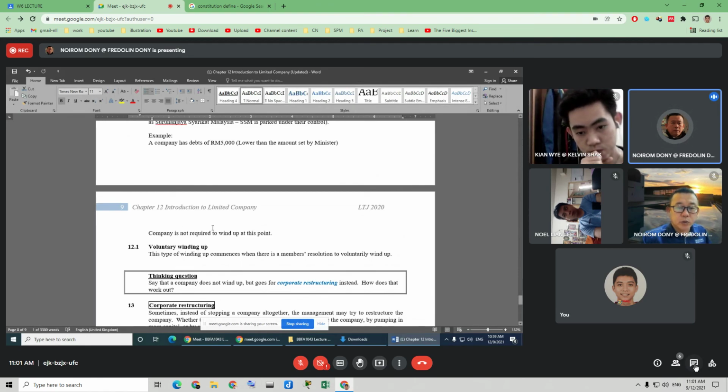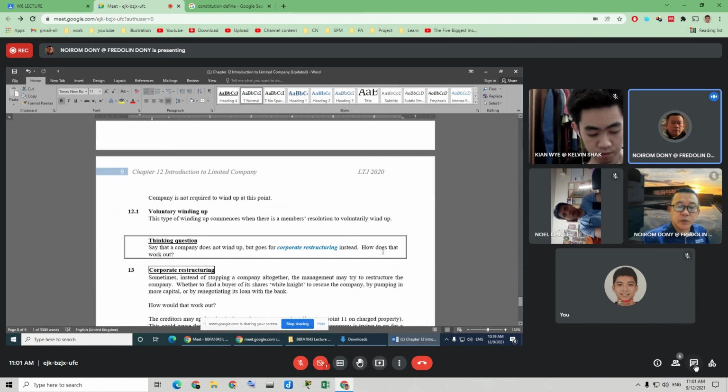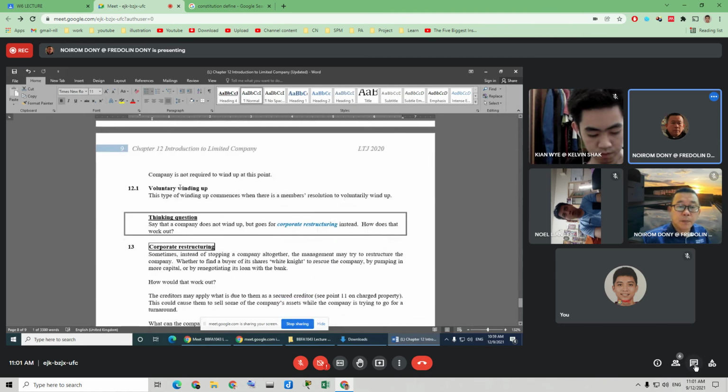Voluntary. There are two winding up options, and voluntary winding up commences when the members pass a resolution to voluntarily wind up, a members' resolution. 75%.